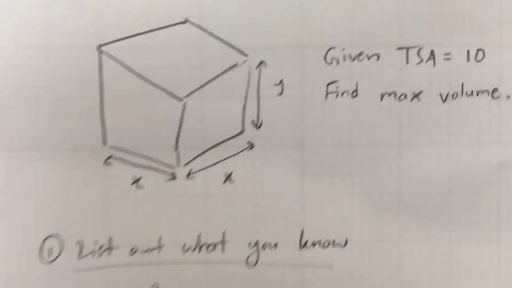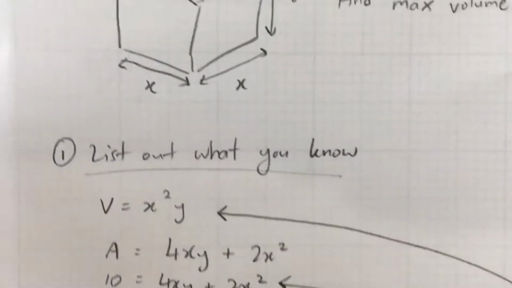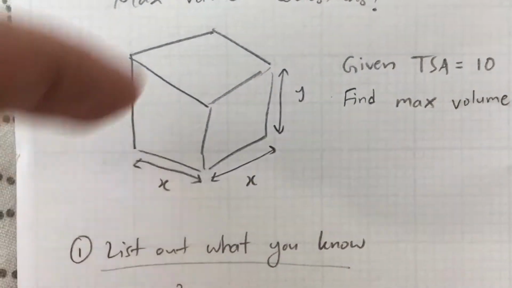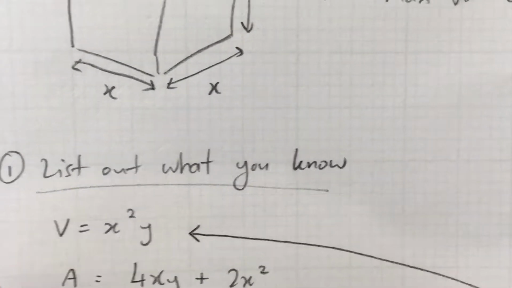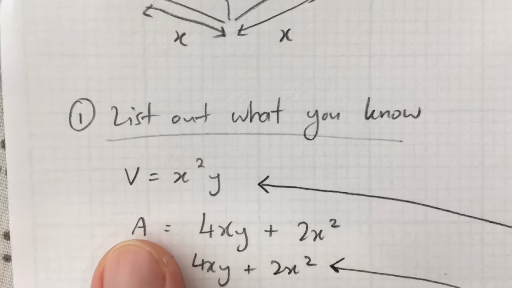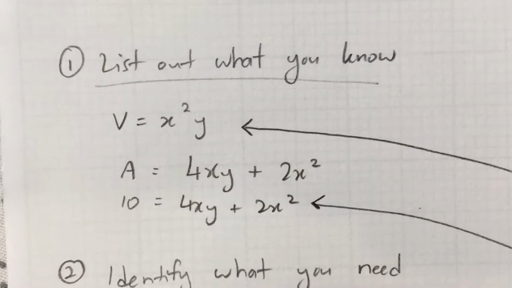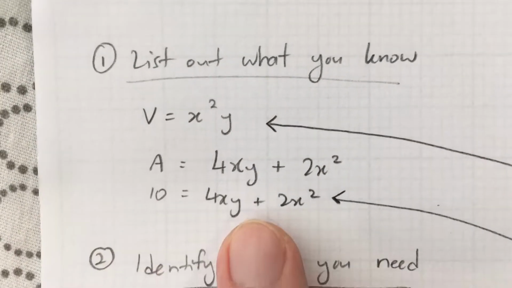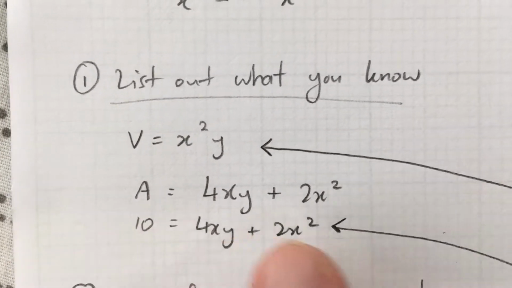So let's see what we have to do. Step 1, always list out what you know. Based on the equation, we can conclude that the volume for this box is x times x times y, so V equals x squared y. You can also say that TSA must be 10. So let's write out the equation for the total surface area, which is 4xy plus 2x squared, based on this face plus this face, and so on, and it must equal 10. So now you have these two pieces of information. We'll see how we use them later on.